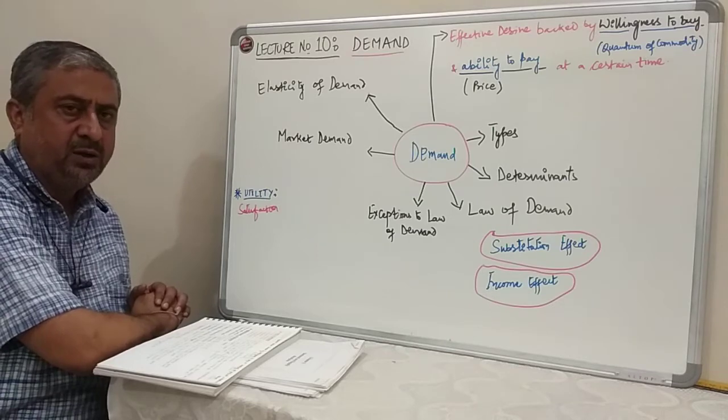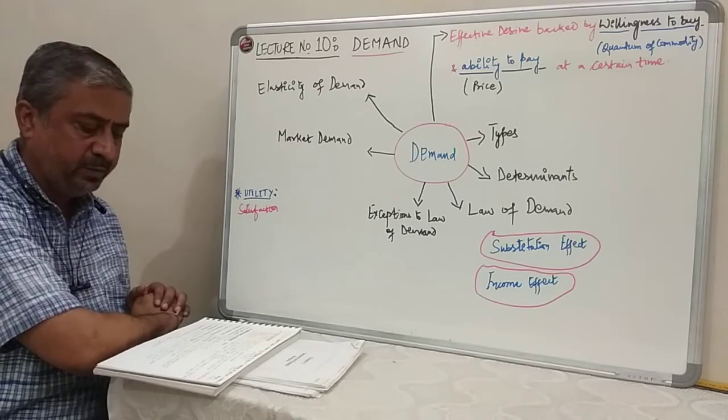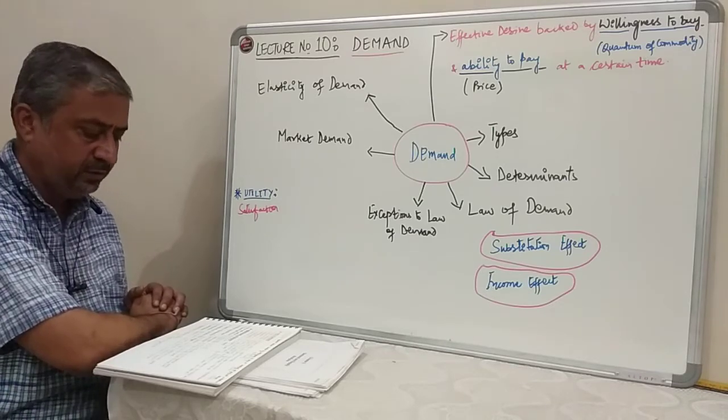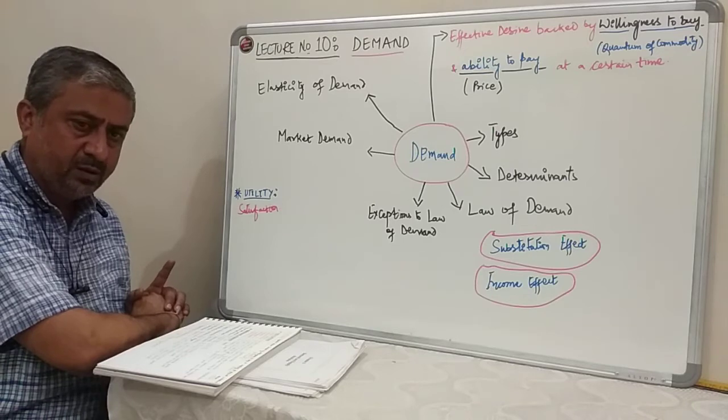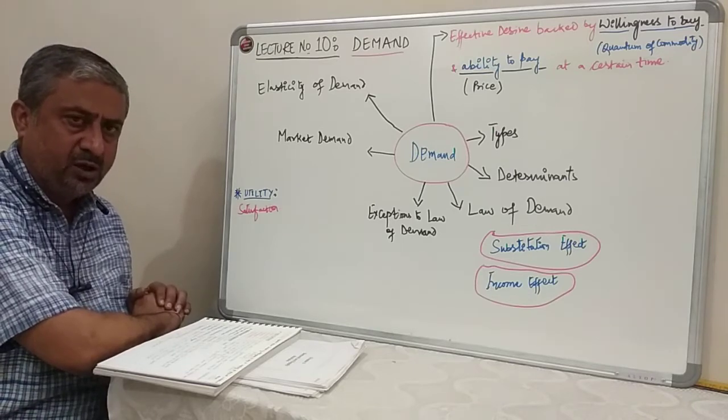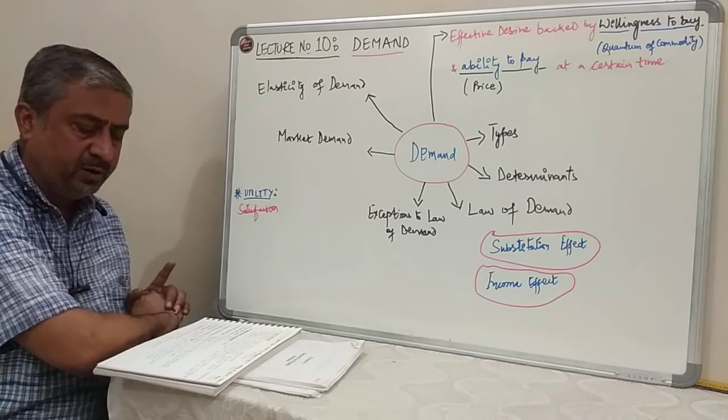That means demand depends upon price. If the price goes up, demand comes down. And if the price comes down, the demand for the product goes up.